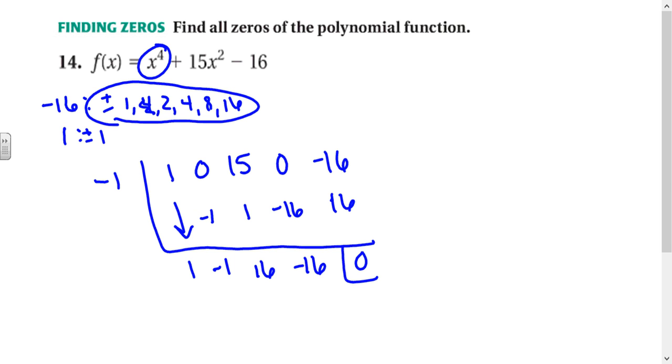because it should divide evenly since it's a factor. So this is what's left here, and so that would be x squared, or I'm sorry, x cubed, because this would be the constant, this would be the x, this would be the x squared, this would be x cubed. So x cubed minus x squared plus 16x minus 16.